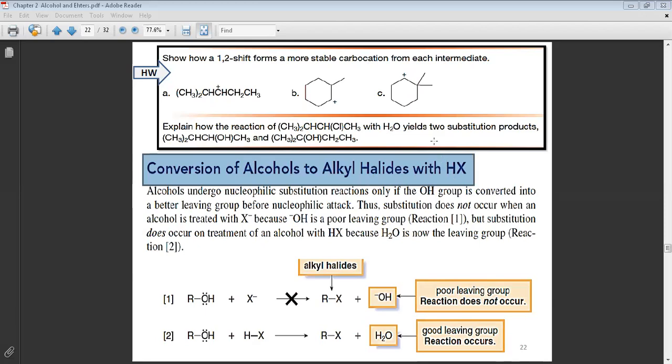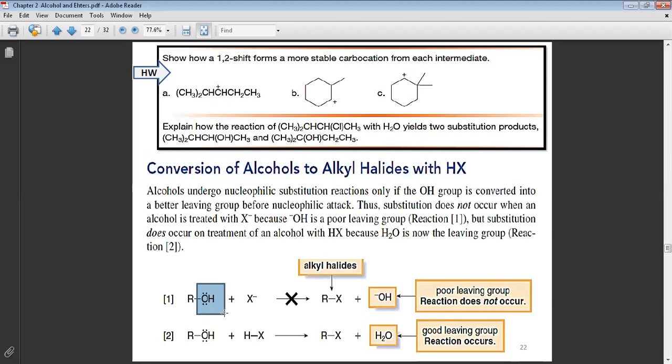He said here alcohols undergo nucleophilic substitution reaction only if the hydroxyl group is converted into a better leaving group. Why? We know the OH group, the hydroxyl group, is not a good leaving group, because when the OH leaves the molecule, it will be a strong base, not stable. For this reason, it is not easy to remove from the structure. But we can convert the OH group to the best leaving group by reaction with acid.